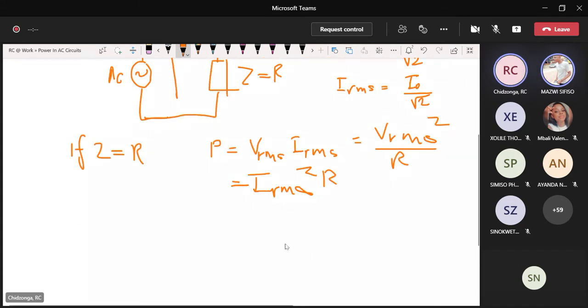However, when the impedance is not... Who is having a mic, please just mute.